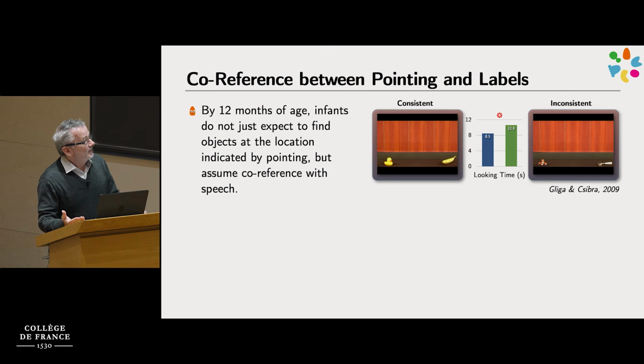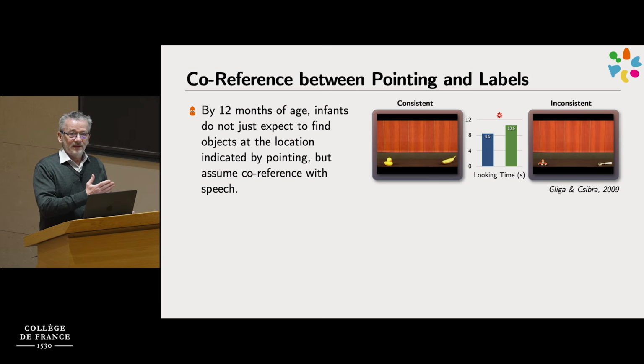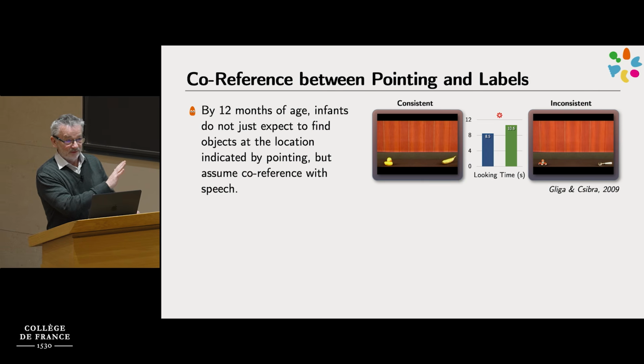So what happens here is that in this case infants look longer, somehow expressing that this is not what they expected to find there. Now, it's clear that if infants just expect to find something where someone is pointing, they should be satisfied in both cases equally. If infants just expect to find a spoon or a duck whenever they hear spoon and duck, they would be satisfied in both cases. So the only way to figure out that there is something wrong here is that they think these two signals should refer to the very same object.